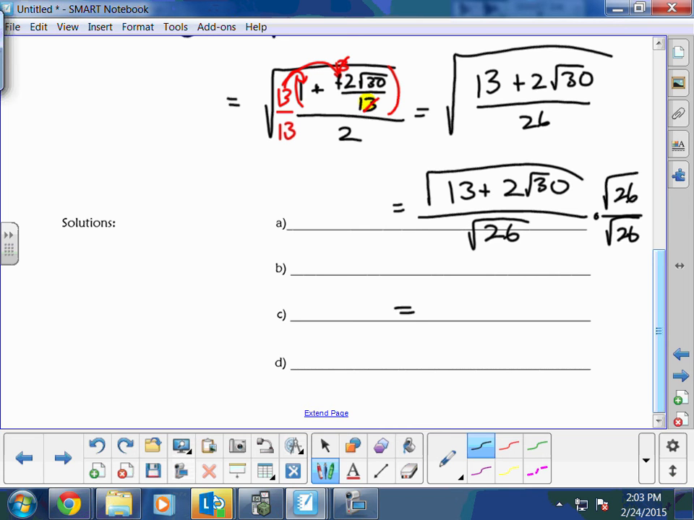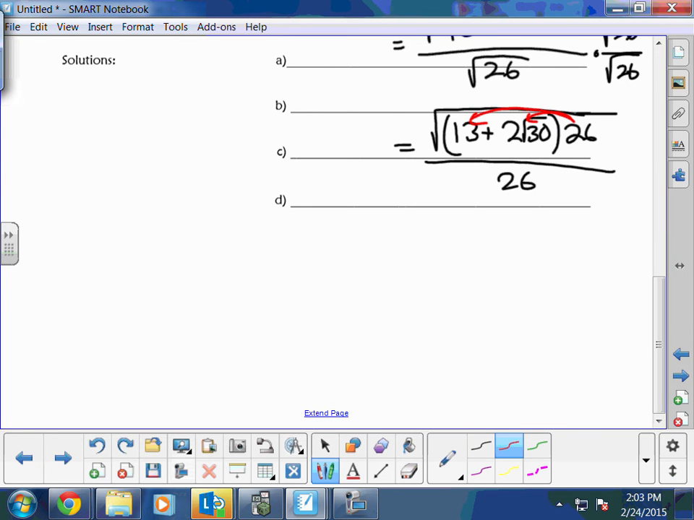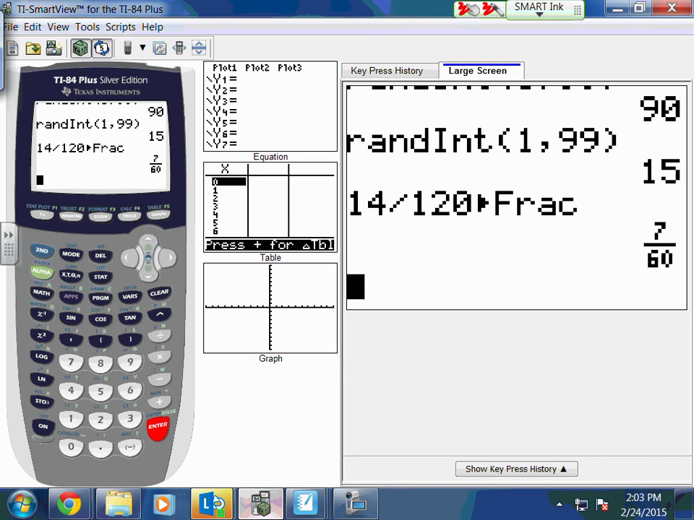Which means I get square root of 13 plus 2 square root of 30. Now I'm going to put on here square root of 26 like this. The reason being is because I combine both of these. Just the way I was able to split them up, I also can put them back together. But what's going to happen is that this 26 is going to multiply to both of these. So your answer is going to be a little bit larger than you're used to.